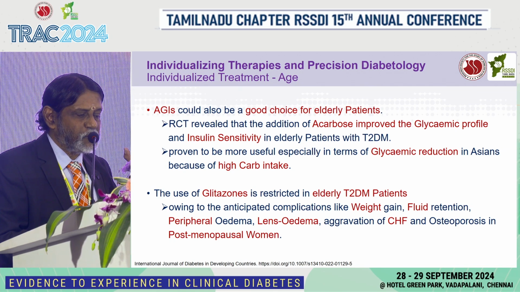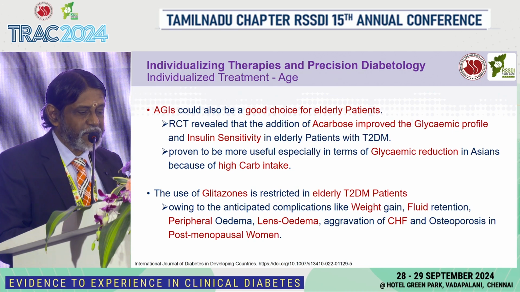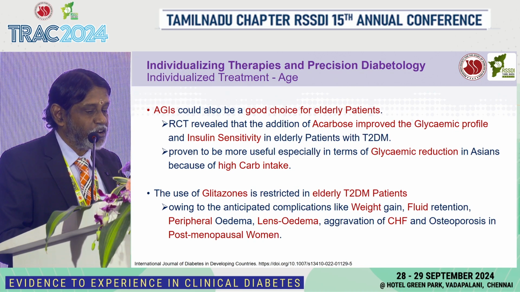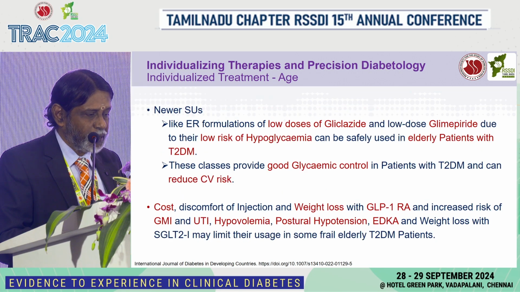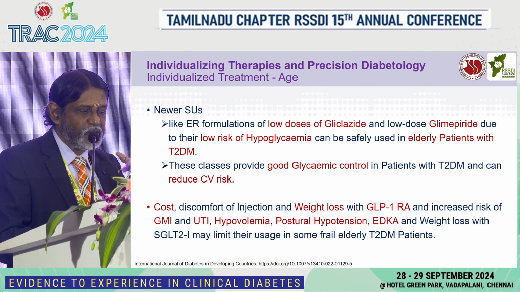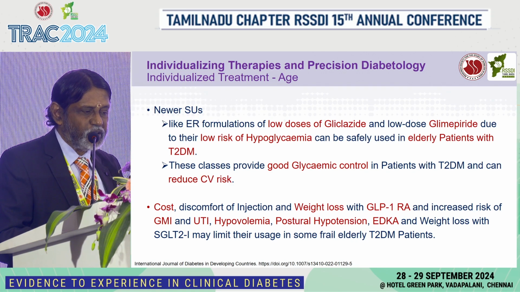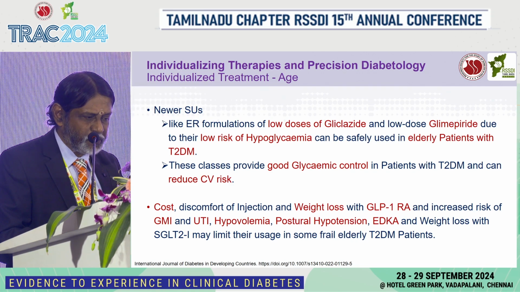The use of glitazones is restricted because of weight gain, fluid retention, peripheral edema, as well as congestive heart failure and osteoporosis in postmenopausal women. Next are neo sulfonylureas, that is extended formulations, low-dose gliclazide or low-dose glimepiride. They are associated with a low risk of hypoglycemia. These classes provide good glycemic control in patients with type 2 diabetes and can reduce the CV risk.